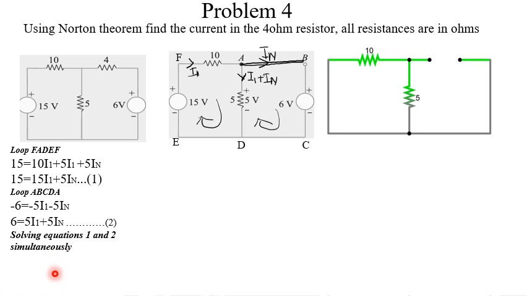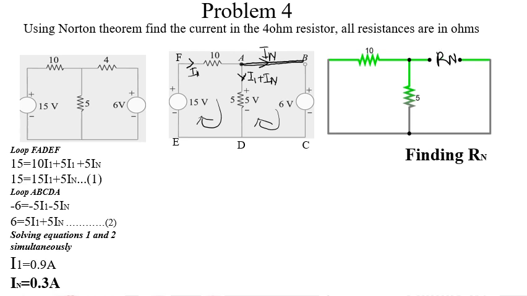Then we solve equation 1 and equation 2 simultaneously to find IN. So we get I1 as this, and IN as 0.3 amps. After getting that, we now have to find Rn. This is our Rn here.